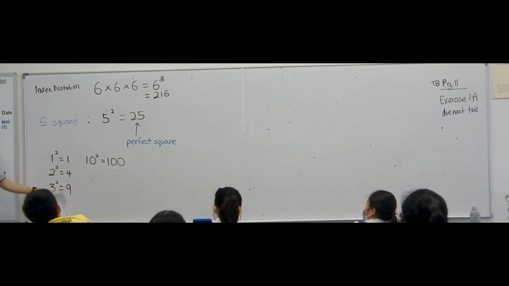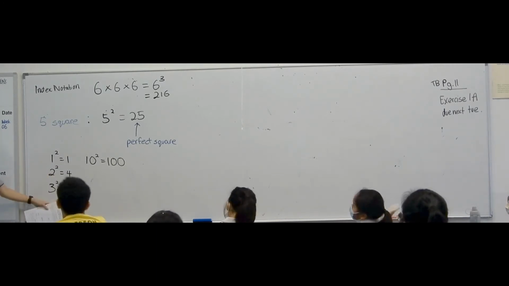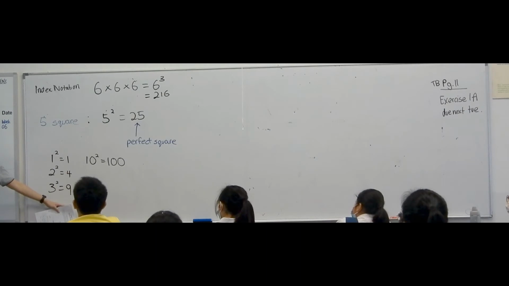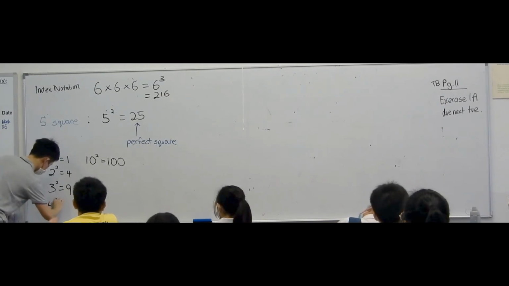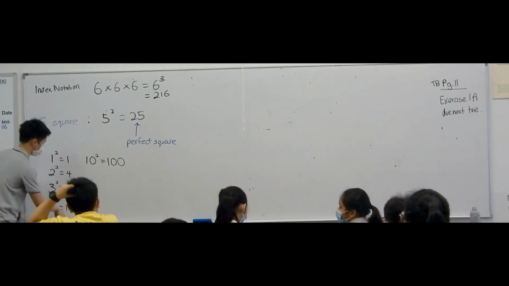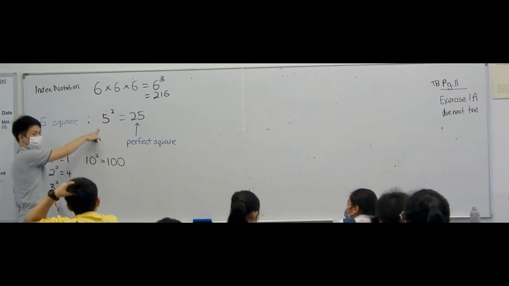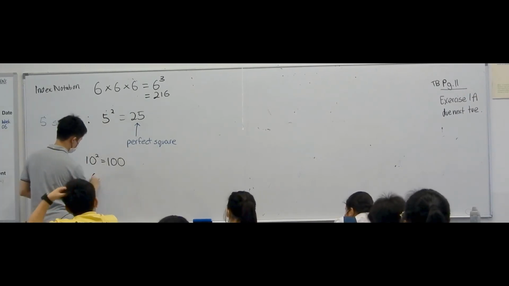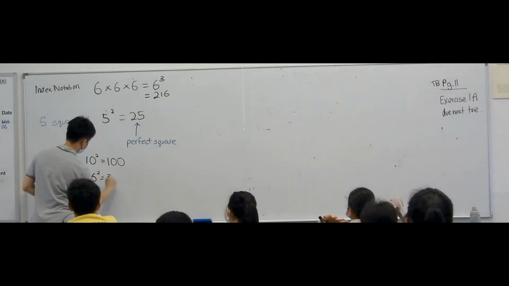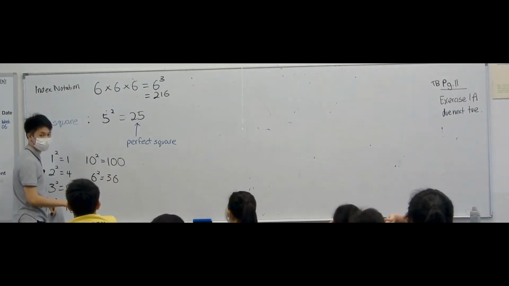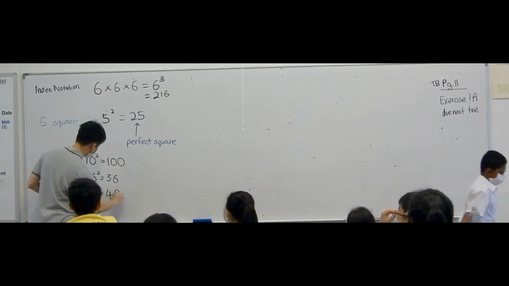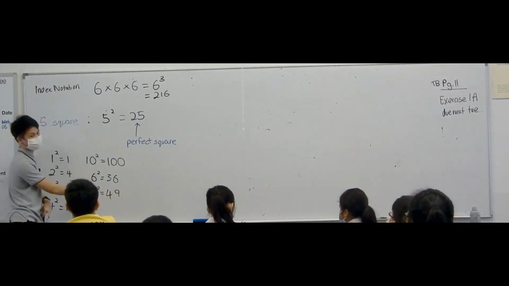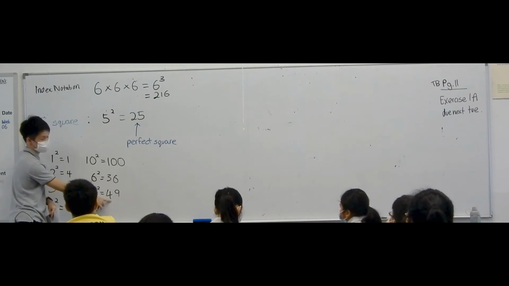So there are a few perfect squares: 1, 4, 9. Can you tell me what's the next perfect square here? 4 squared equals 16. 16 becomes a perfect square. Now we have 5 squared here. We also have 6 squared, which is 36. And we also have 7 squared. As long as I square a whole number, this makes it a perfect square.